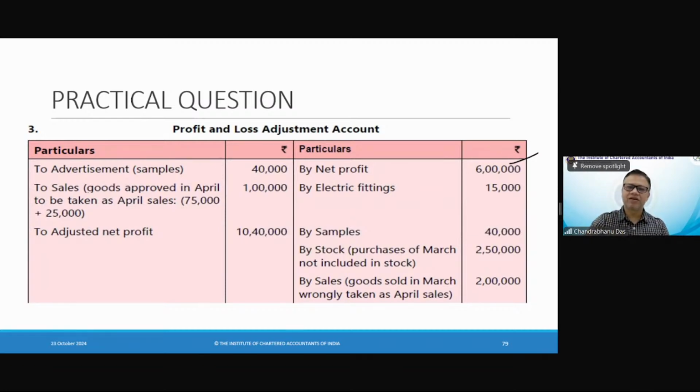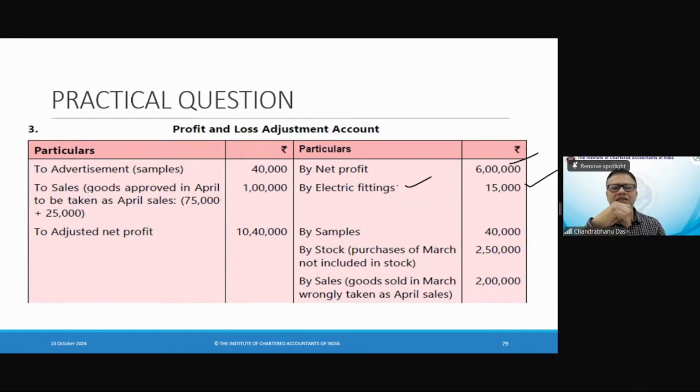Now after the 6 lakhs, you tell me why I brought electric fittings to the credit side. 15,000. Because it is an expense. But the expense was always taken on the purchase. Now, if I take it to the credit side, it increases my net profit. Expense should decrease my net profit. If there is any expense which comes, it should decrease my net profit. Correct or not? Yes, sir.